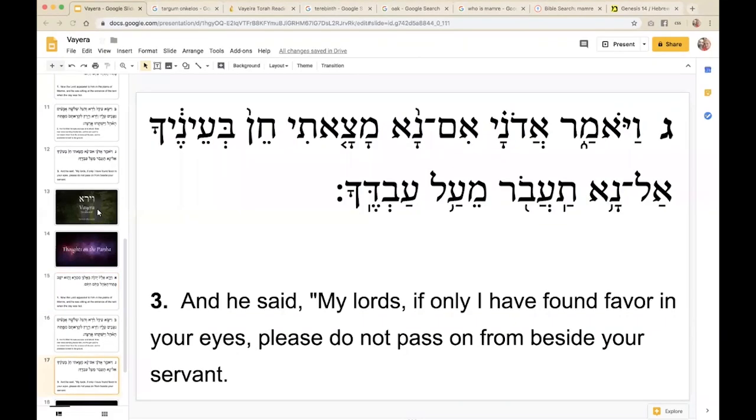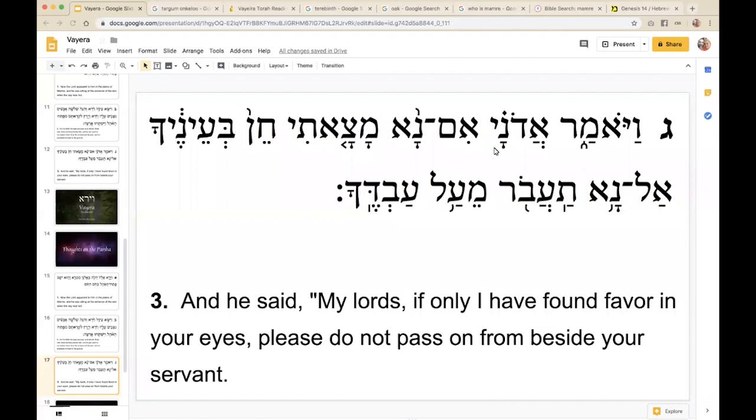Okay, so another thought that I want to share is regarding the word Adonai right here. So in Genesis 18:3 of Vayera, the Torah portion Vayera, it says Vayomar Adonai, and this is correctly translated here. It says, and he said, my lords, and it's plural with an S. Of course, Abraham was talking to three men. Now, my lord singular would be Adoni, and Lord by itself is Adon. Okay, but it says Adonai, which is plural.